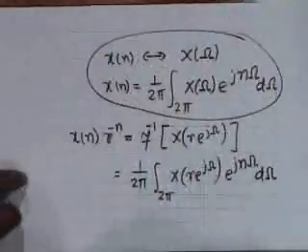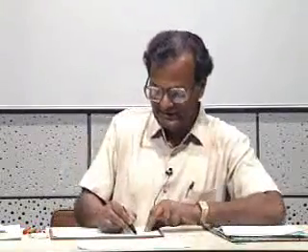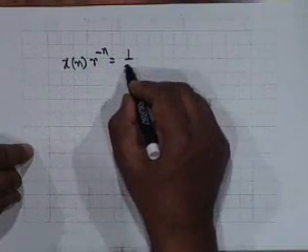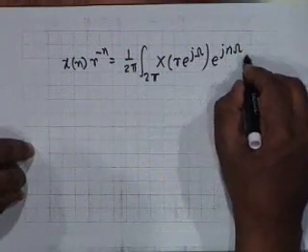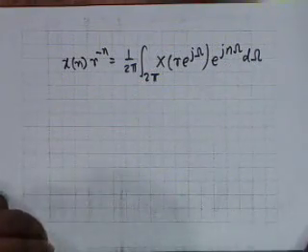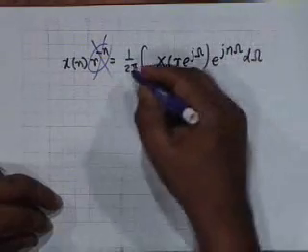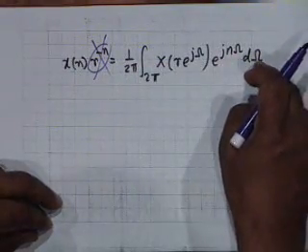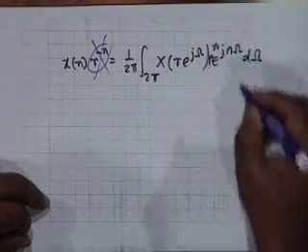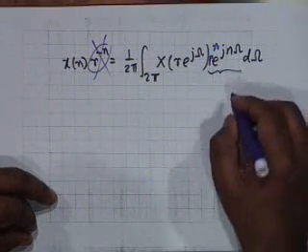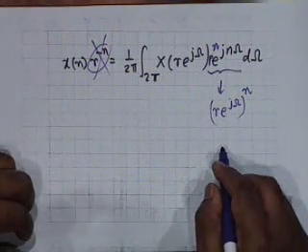We start from here now. The other relation was written simply to recapitulate what the Fourier inversion is. Now, I write this again, x of n r to the power minus n equal to 1 over 2 pi integral over 2 pi capital X of r e to the j omega e to the j n omega d omega. Now, if I multiply both sides by r to the n, that is, if I want to do away with this, we must bring r to the n on the right hand side, and since the integration is over omega, we can bring r to the n inside the integration. Then you see that this can be combined into r e to the j omega to the power n, is that okay?